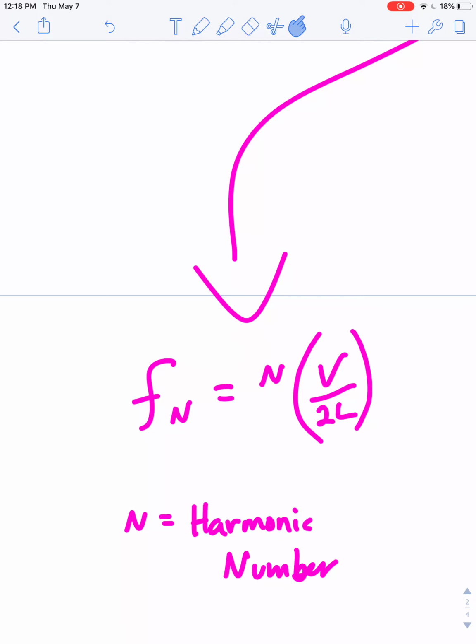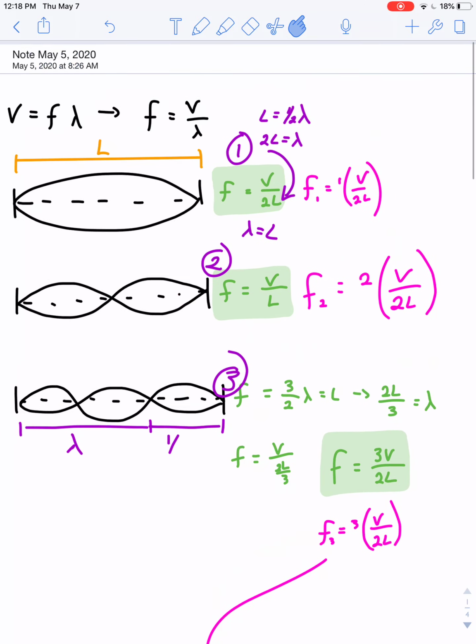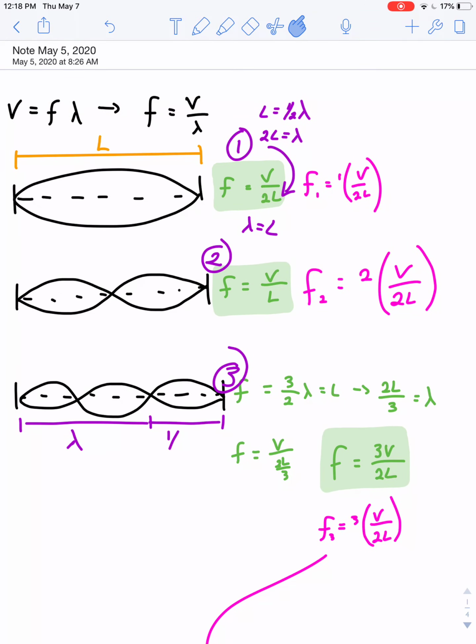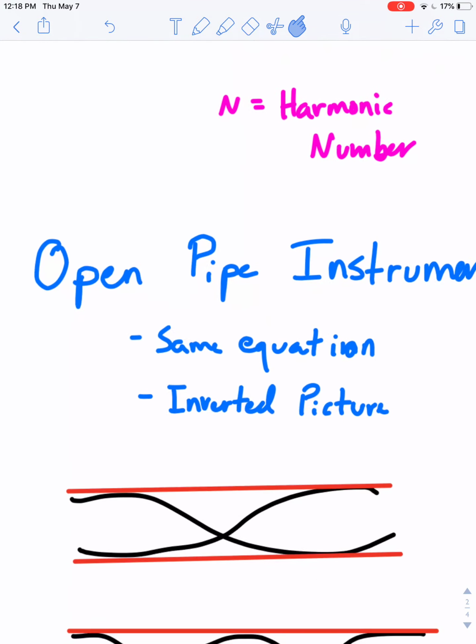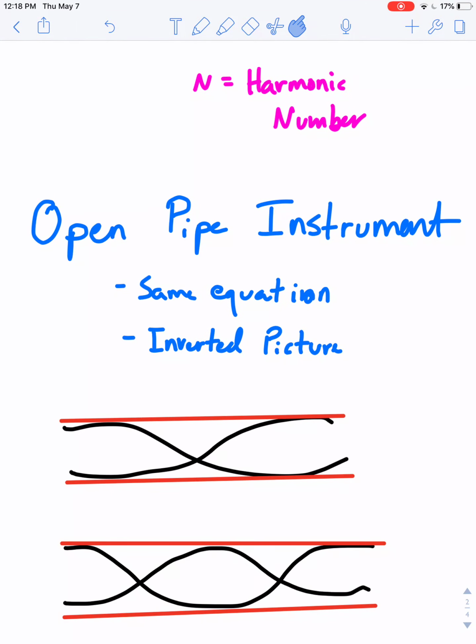Okay, so that's for a stringed instrument, just picking up where we left off. Now, if we want to look at an open pipe instrument, an open pipe is going to have openings at both ends of the pipe. Openings at both ends.